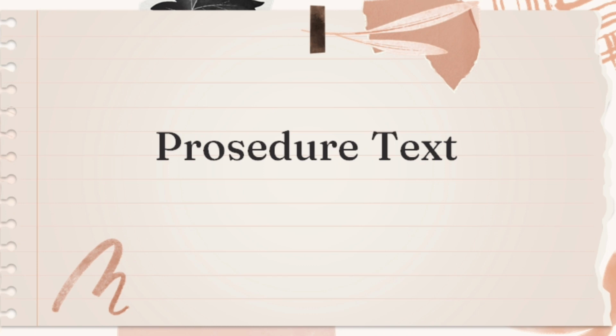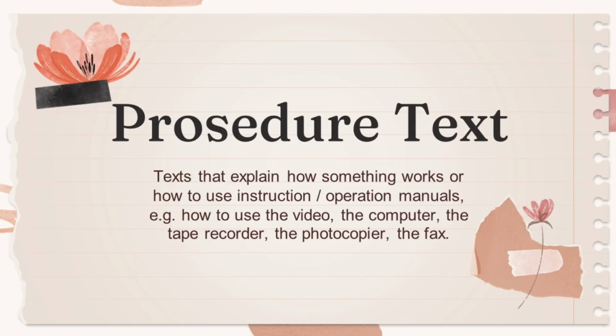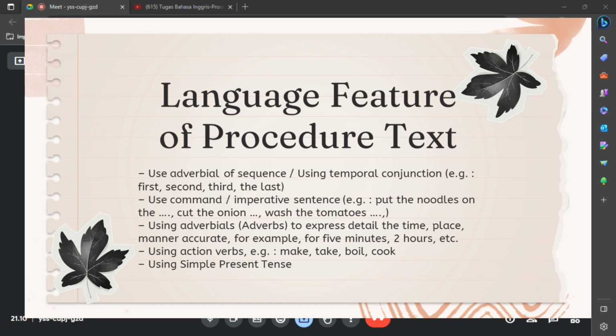So, procedure text is text that explains how something works or how to use instructions or operation manuals, such as how to use the video, the computer, the tape recorder, the photocopier, and the fax. Next, the language features of procedure text.